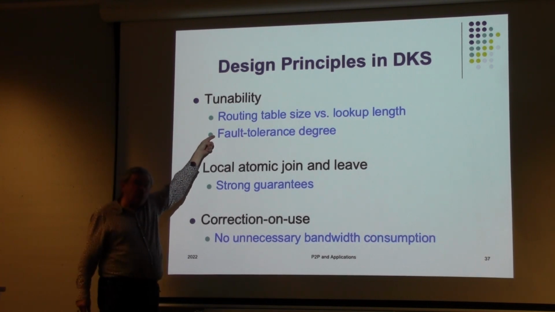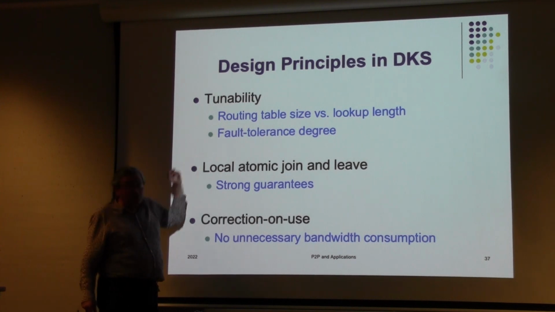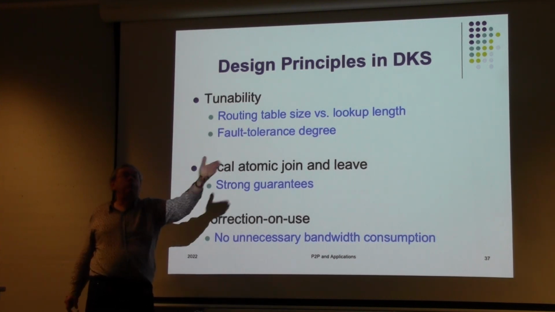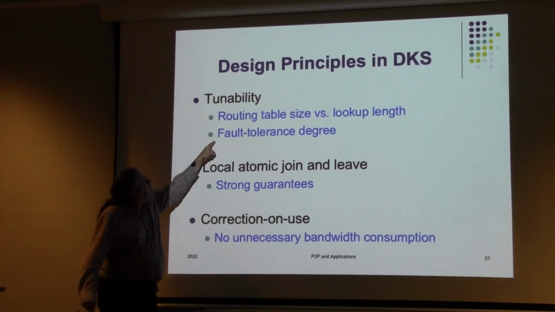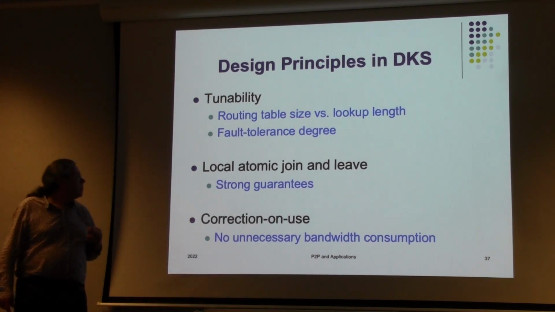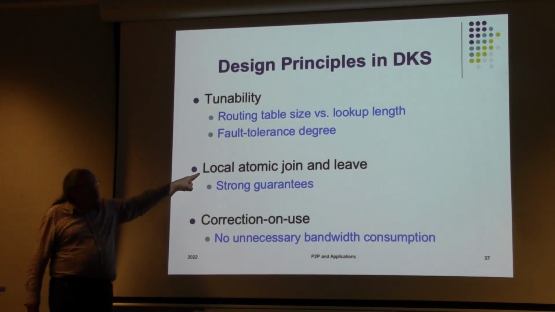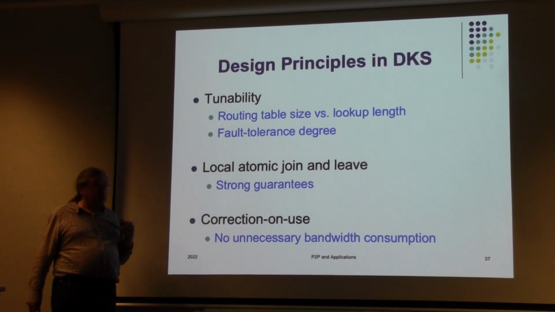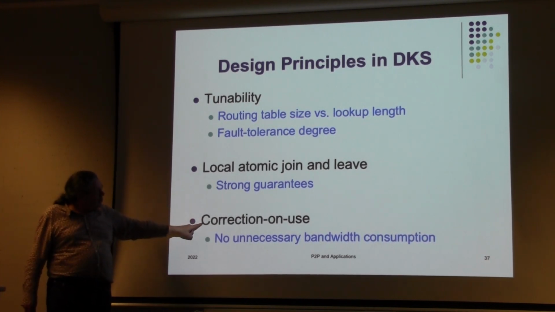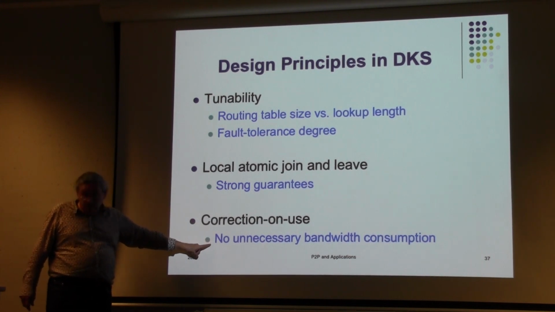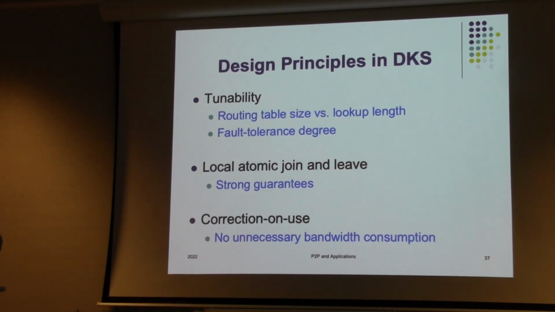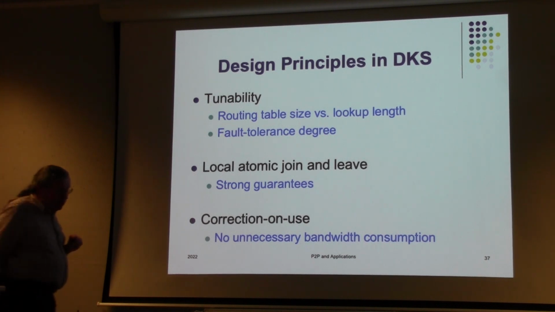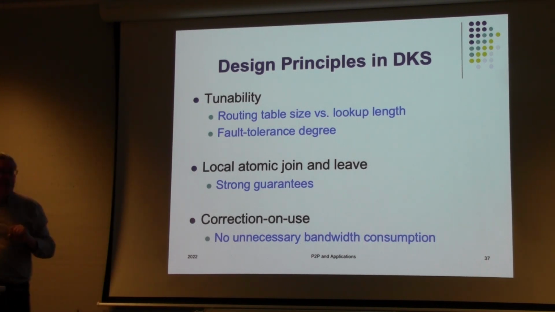The real system has replication, which I won't talk about, where the files are stored in multiple places. If one of them crashes, the file is still in another place, and that's also tunable. Then you have the atomic join and leave, which gives you a strong guarantee. And then you have correction on use, which fixes the routing table with no extra messages. So this is a real, running, efficient system. Let me make a small break now, clear the pools, and then I'll show you how it works.